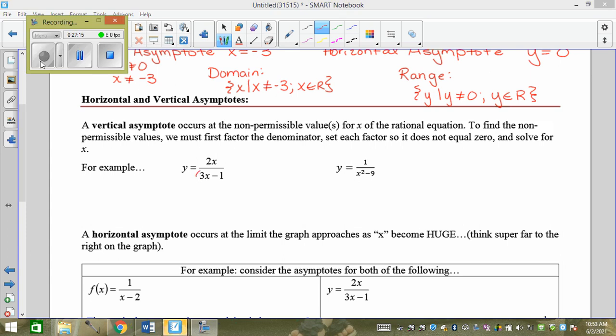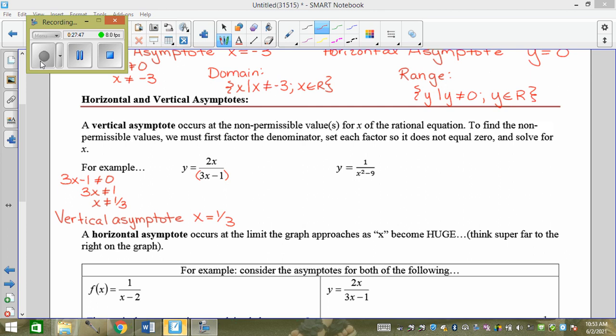So my non-permissible value for this denominator: I take the 3x minus 1 off to the side, set it not equal to 0. I get 3x cannot equal 1, so x cannot equal a third. Right? So that's going to be my vertical asymptote. My vertical asymptote is x equals 1/3.